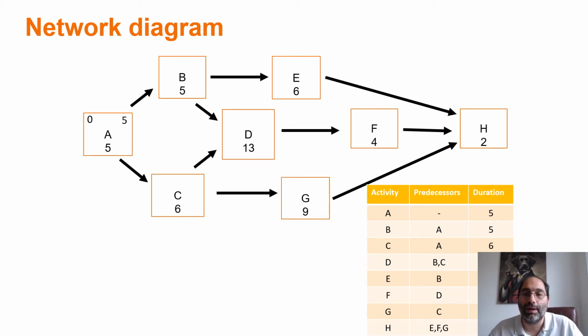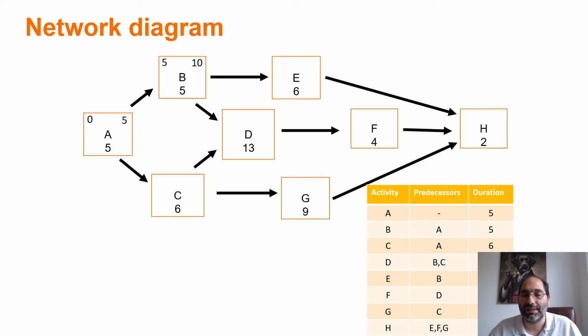Now moving from A to B, the early start time of B is going to be the same as the early finish time of A. I can start B as soon as A is completed. So if A finishes at 5, then that's when B can start. So the early start time of B is 5. 5 is the early start time, 5 is also the duration. So 5 plus 5, 10 is going to be the early finish time for B.